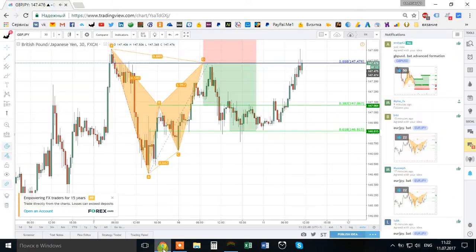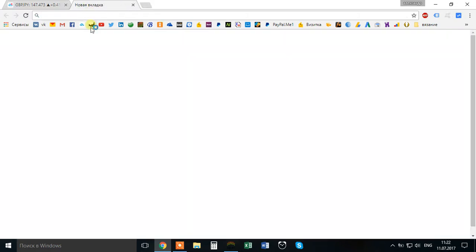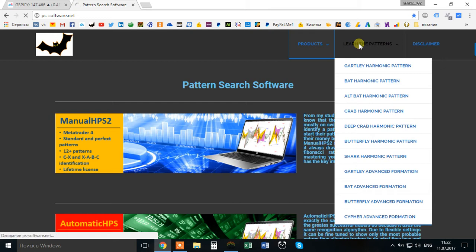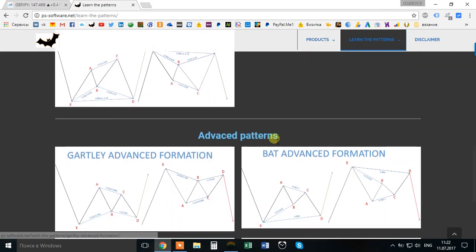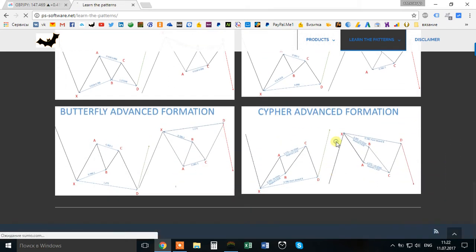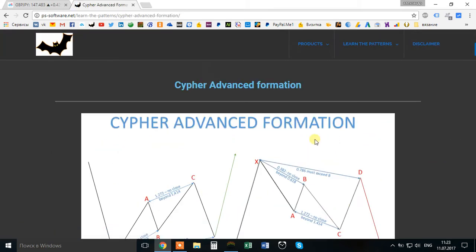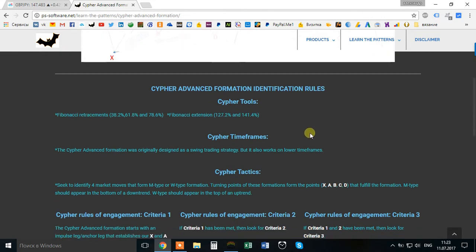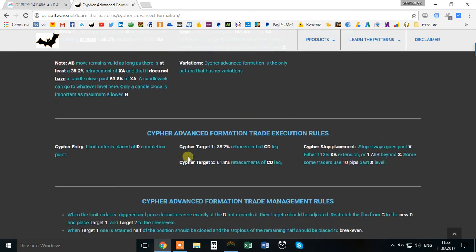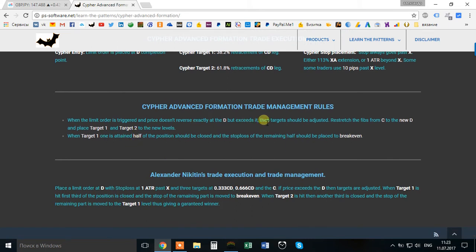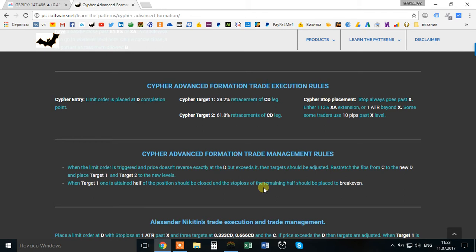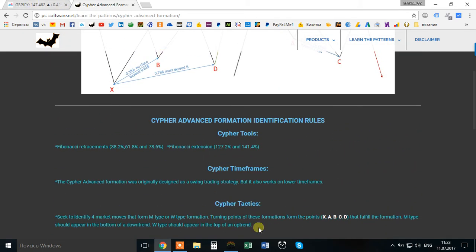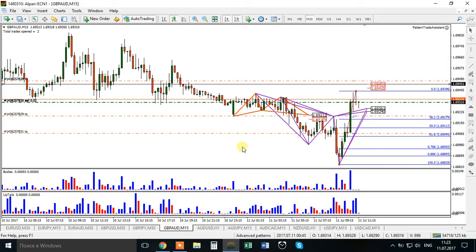If you want the exact rules for cipher patterns, go to my website www.ps-software.net, go to the Learn the Patterns tab, and here at the bottom, in the Advanced Pattern section, you can find the cipher advanced formation. All the rules are described: cipher identification rules, cipher trading rules, and cipher trade management rules, trade execution and trade management rules. Okay, let me go back here.